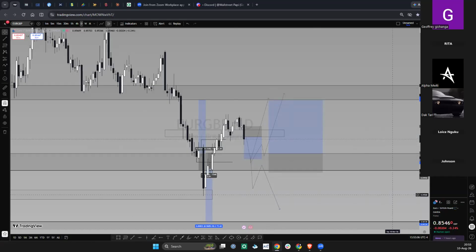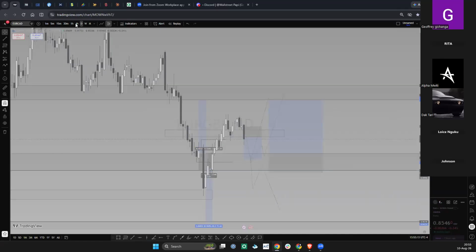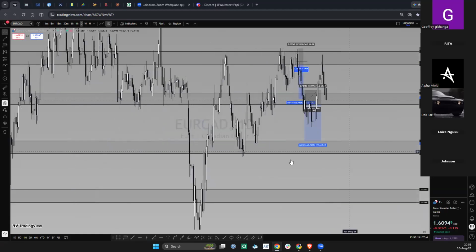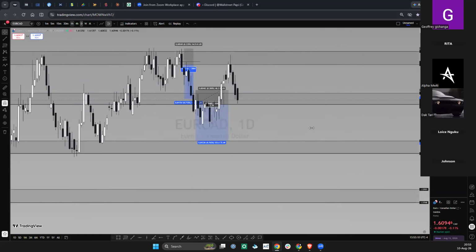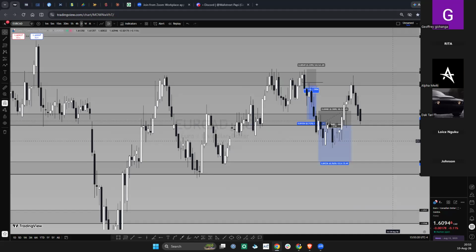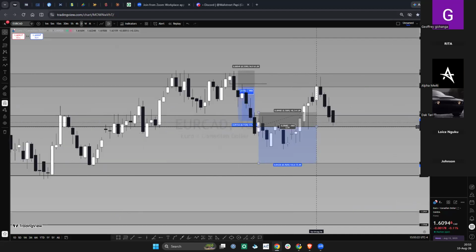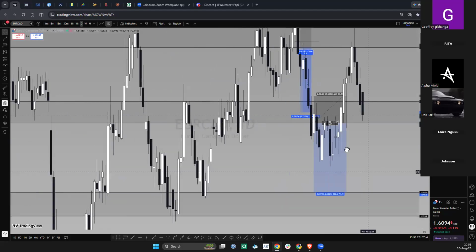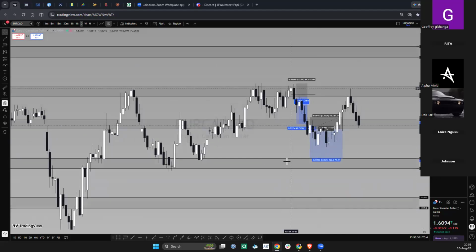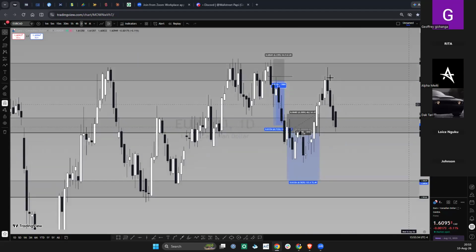Okay, what else can I look at? Let me look at one minor pair. Yeah, let me look at it. This is EURUSD. On the daily time frame, we have this. Price action has played out from this to this. So currently, then we saw from here, break above, retest, then a continuation to this supply zone.